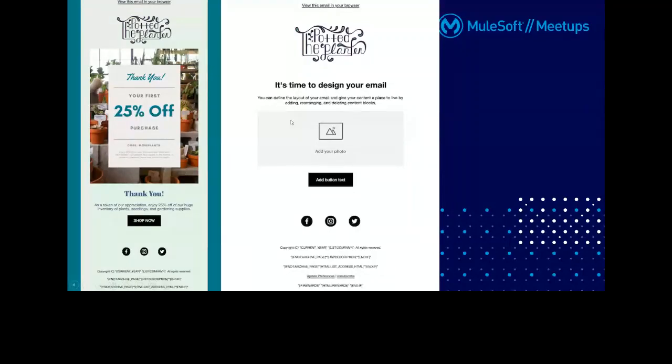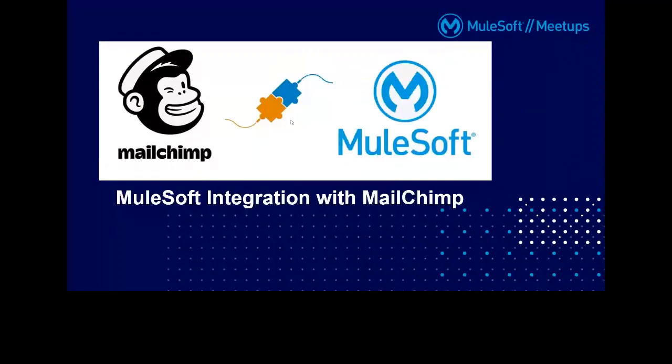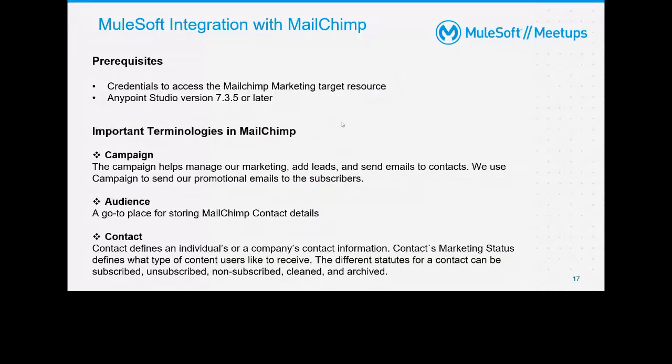And okay, I will explain some of the functionalities from an integration perspective. Before we get to the demo part, we'll go through this as well. What are the prerequisites that we need to do the integration with MailChimp? First of all, credentials to access the MailChimp marketing target resource.